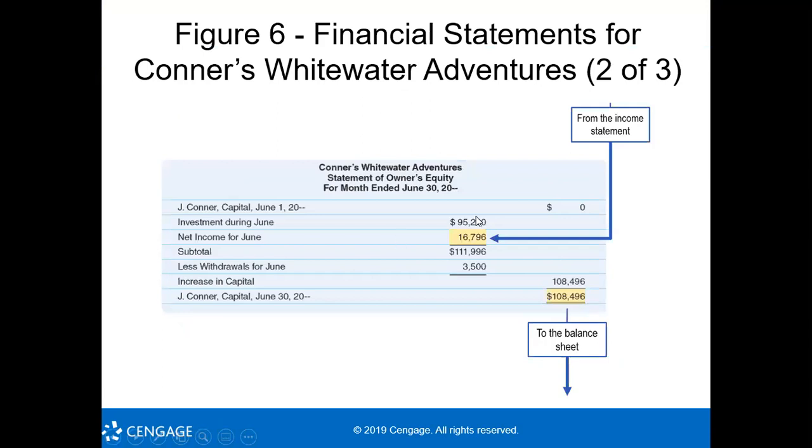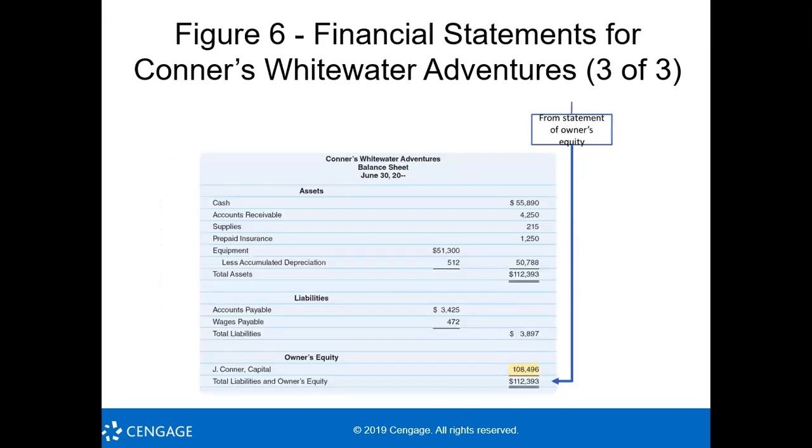So statement of owner's equity, we take beginning balance. This was 0, must have been the first month of operation. So then we add owner investment, we add net income, we'd be up to $111,996, and then we subtract withdrawals, and that gives us our ending balance, right? And so that ending balance in owner capital from the statement of owner's equity flows through to our balance sheet. And remember, our balance sheet, assets equals liabilities plus equity.